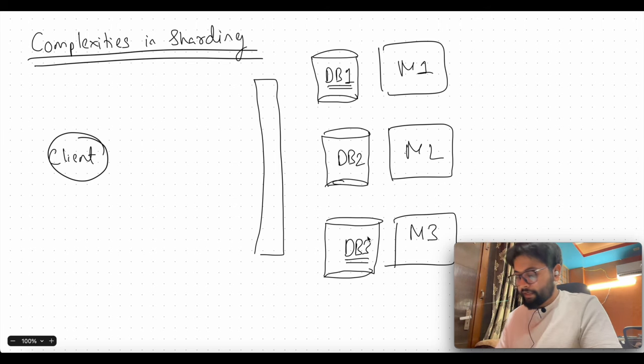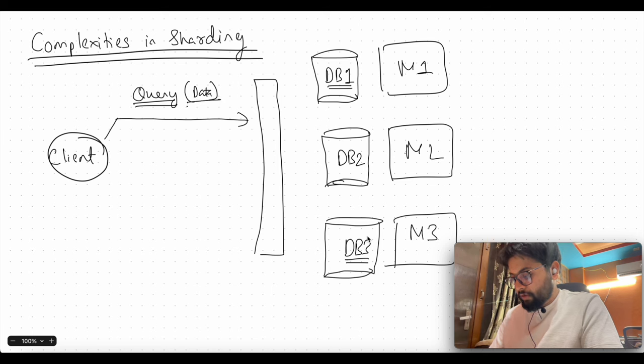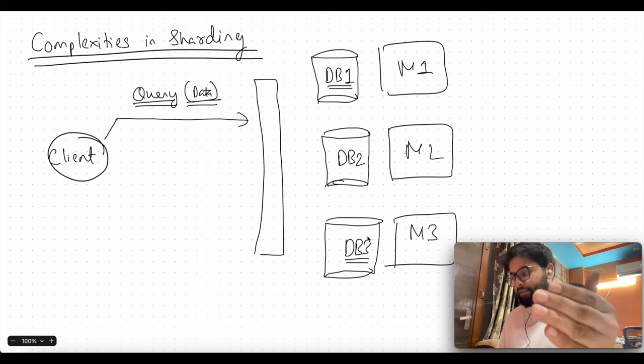Now what is happening here is that the client is trying to query a particular amount of data. This data is not residing only on a single database instance or in a single shard. Part of the data exists in one shard, part of the data is in the second shard, and part of the data is in the third shard.